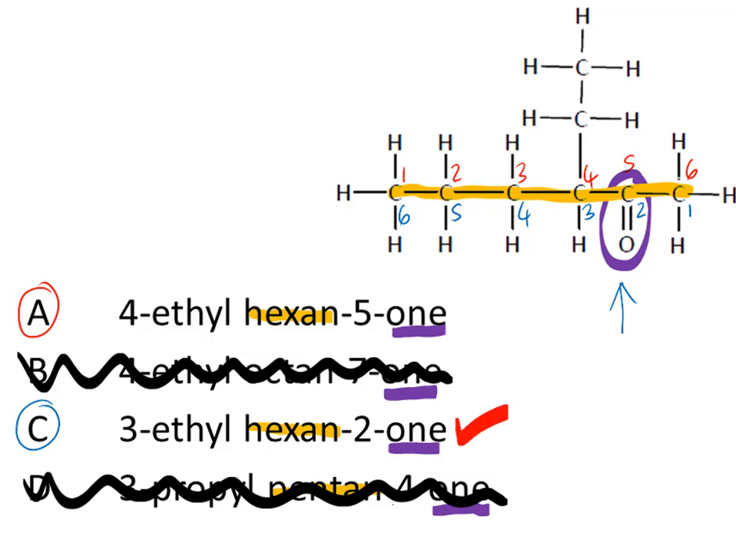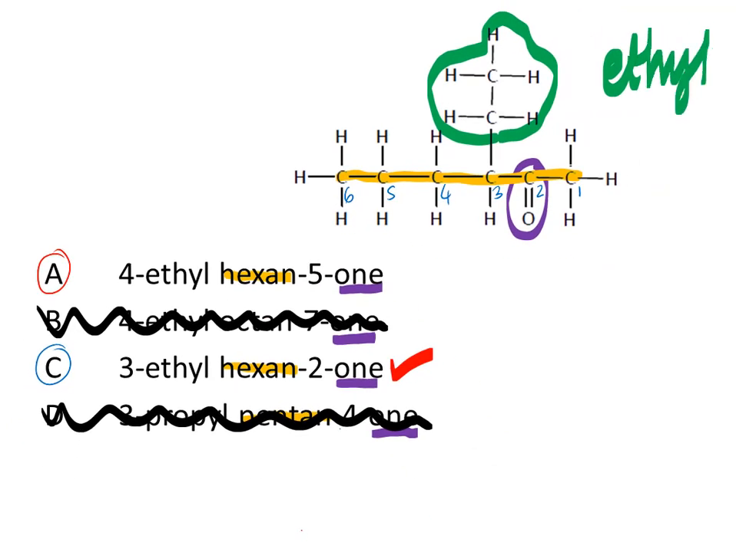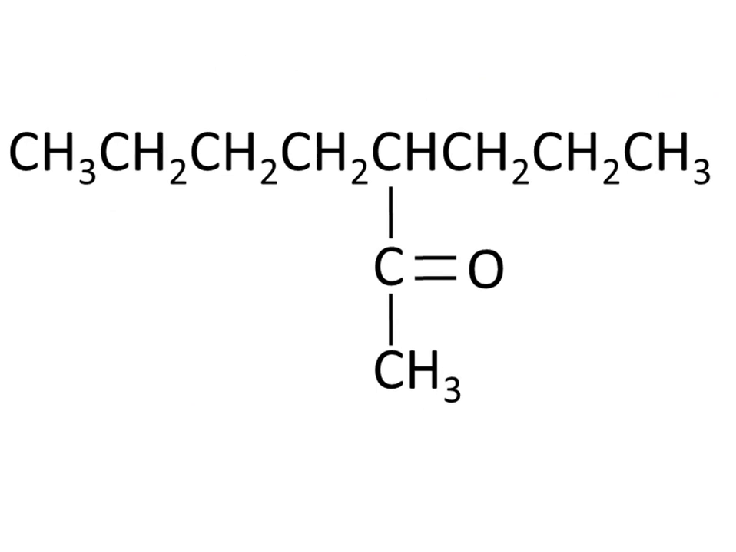So let's take away the red and let's look at the rest of the naming. We can see here is the branch, 2 carbons in it, so it's an ethyl branch. It's connected to carbon 3, so that's why it's 3-ethyl. Hexane, 2 for that carbon 2 over there where the carbonyl group is attached, 2-one. 3-ethyl hexane 2-one.